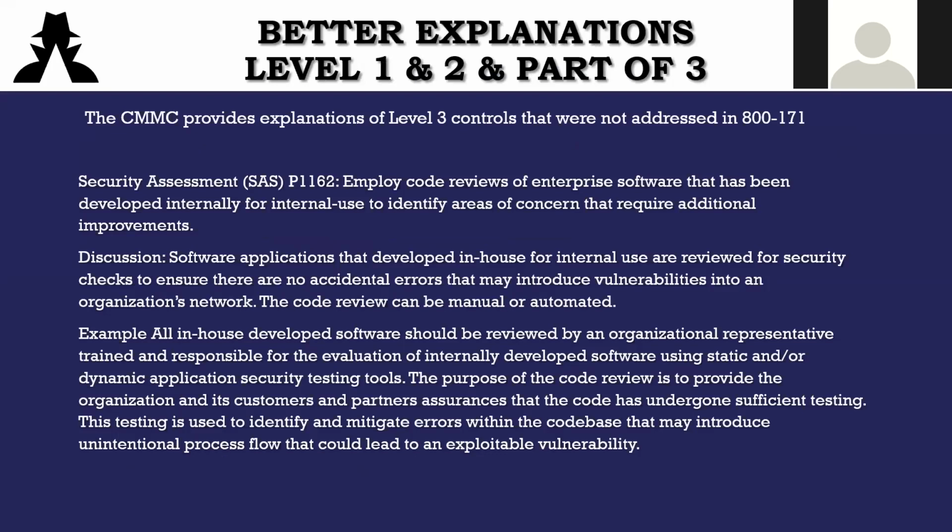One of the big things that I really liked about the CMMC is the examples they're pulling out. They promised in version 0.6 they would have level 1 and 2 examples and clarifications. They actually ended up putting out clarification examples for part of level 3. It's the controls that did not correspond to 171. So those 21 controls. I believe this is a level 3 control that I have here, which is code reviews of enterprise software for internal use.